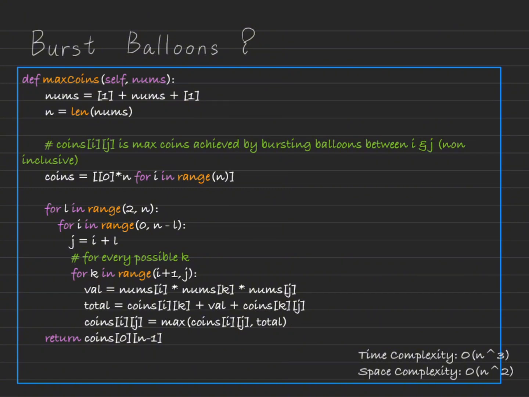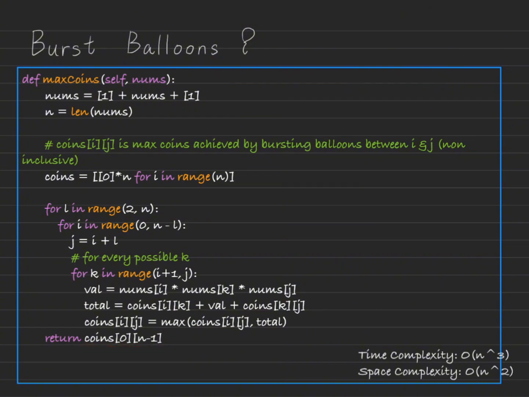As mentioned before, we first initialize the 2D array with value zeros. Then, for length starting from 2 all the way to the full length of the array, we examine every possible section starting from i to j, and for every possible k, we calculate the value by popping k last. Add that with the maximum number of coins achieved from the left section and right section, and update the maximum result if it's better than what we've already seen so far. In the end, return coins[0][-1].